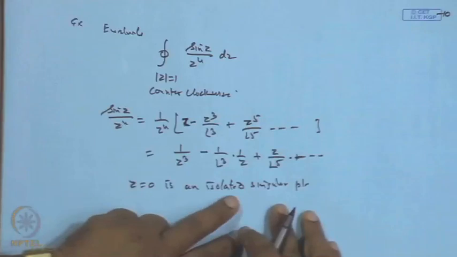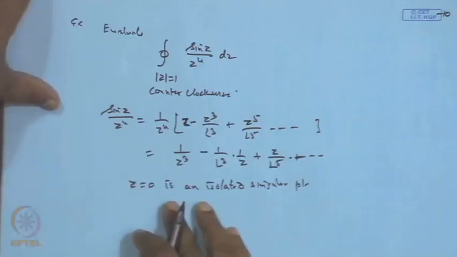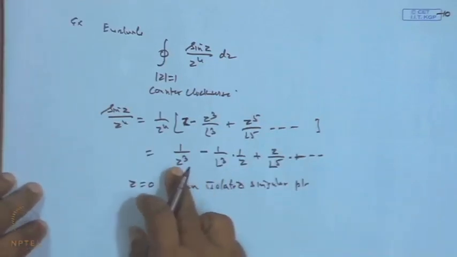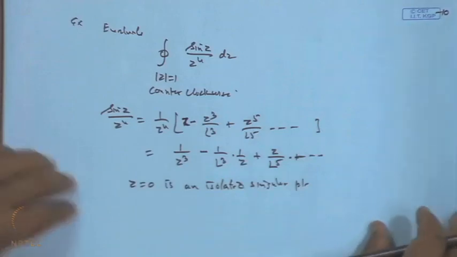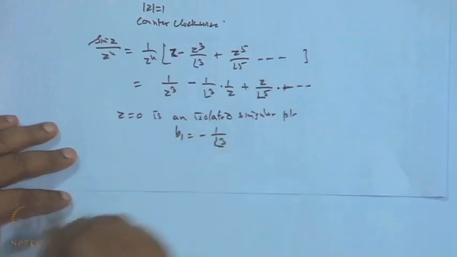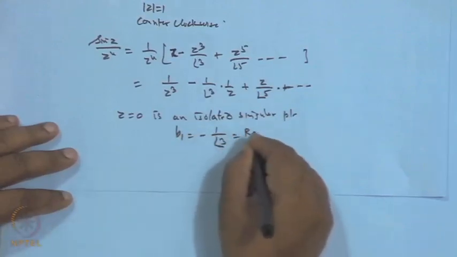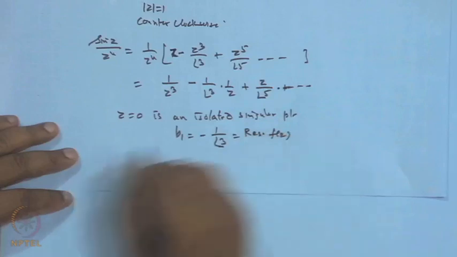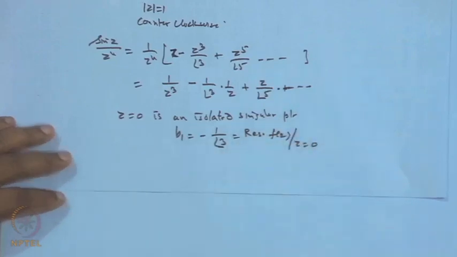Is an isolated singular point, and then it is of course a pole of order 3. Then what is our residue coefficient? B 1 here comes out to be minus 1 by factorial 3, that is the residue of the function f z at the point z equal to 0.